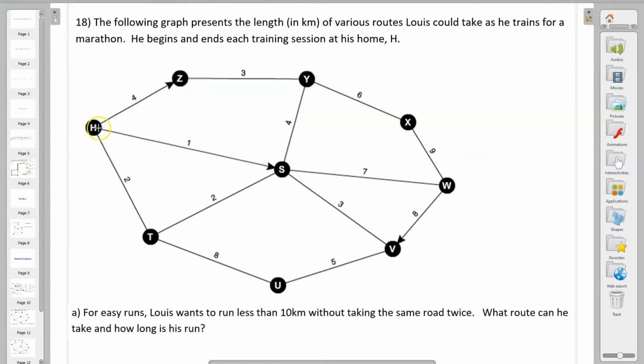Let's try another approach. If I go from H to S, it's 1. From S to T, it takes me up to 3. And back to H would be a total of 5. So that's one possible route.